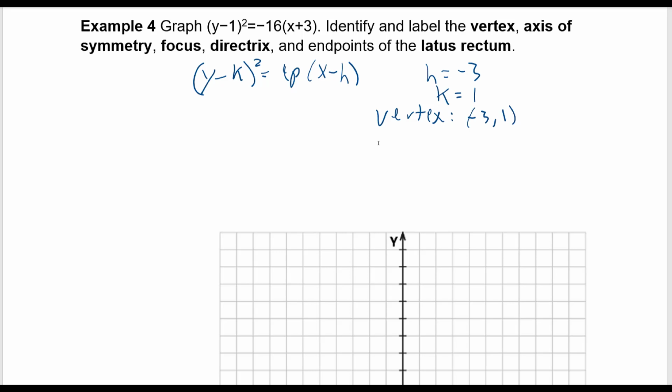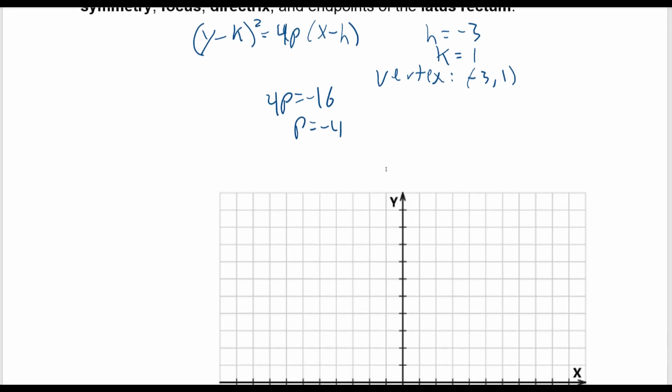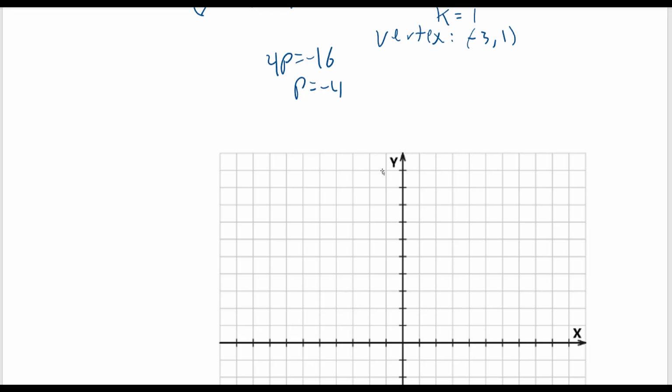And 4p equals negative 16, so p must be negative 4. That tells us something right there. It's going to open horizontally because the y part's squared, and to the left because p is negative. So let me come down and start putting some things in here. Negative 3, 1 is our vertex.